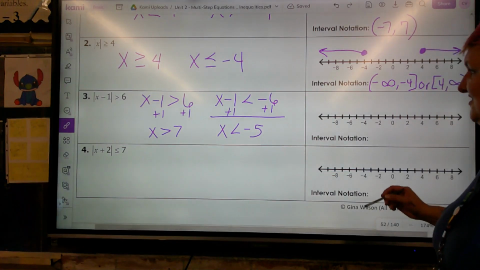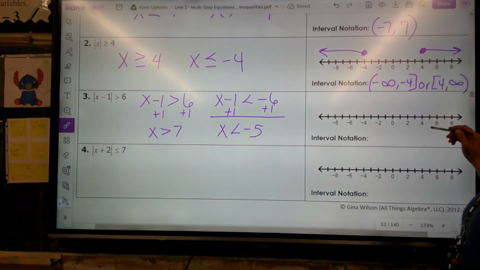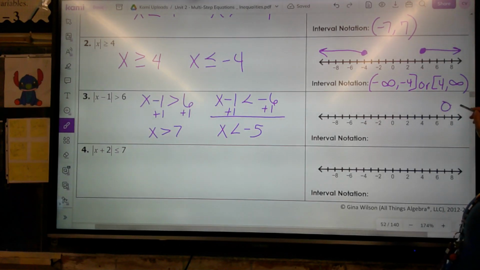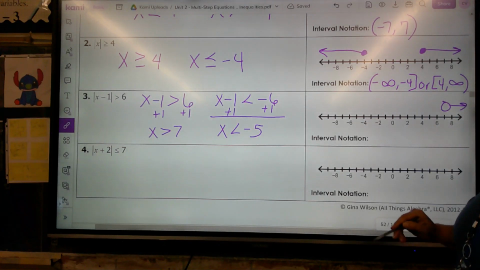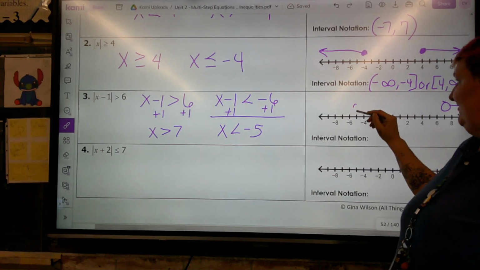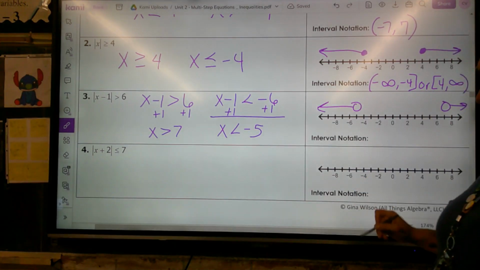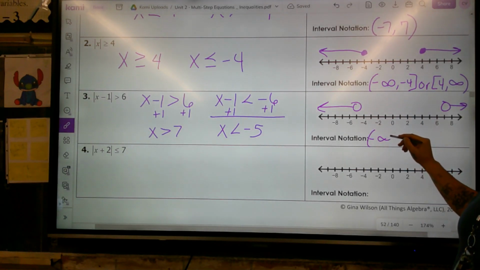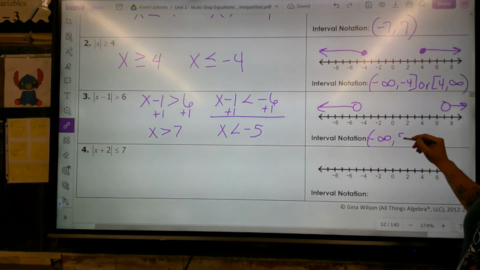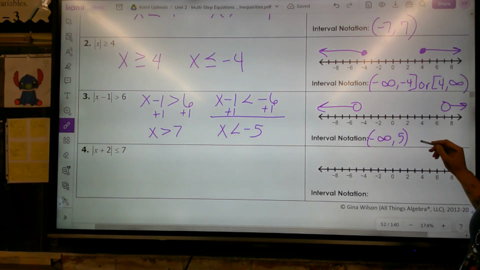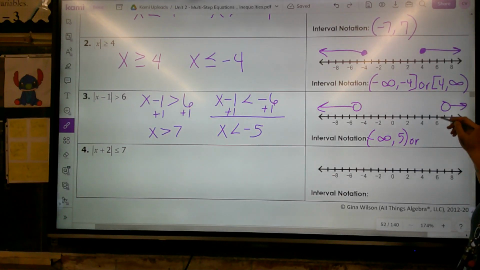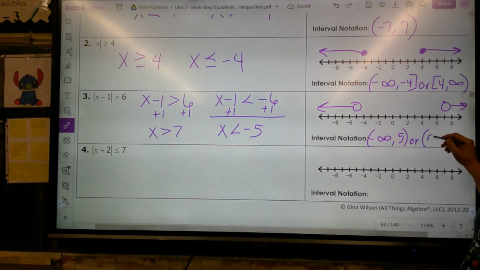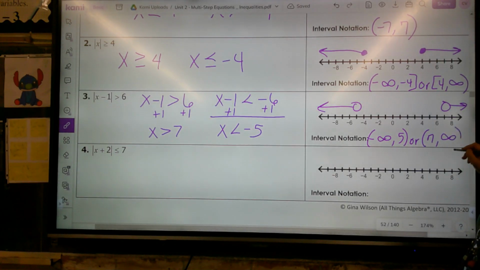Alright, so X is greater than 7, open circle. X is less than negative 5. We did end up with an or. So again, we're going to have negative infinity, 5, parenthesis, or parenthesis, 7 to infinity.